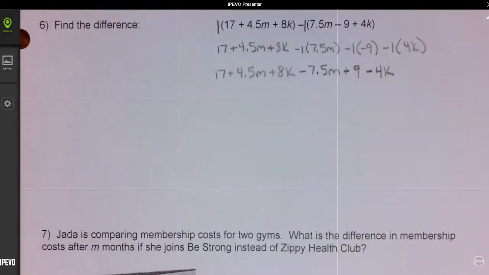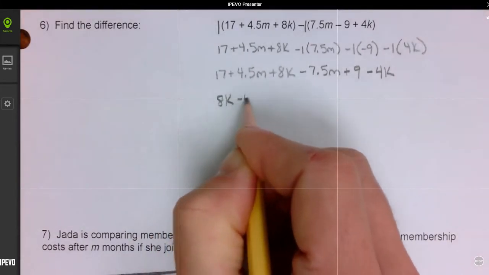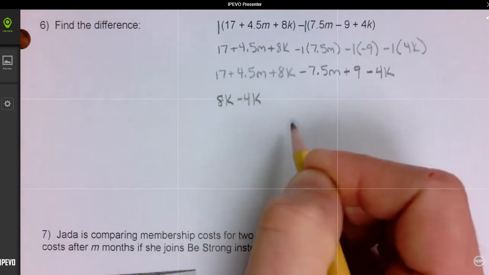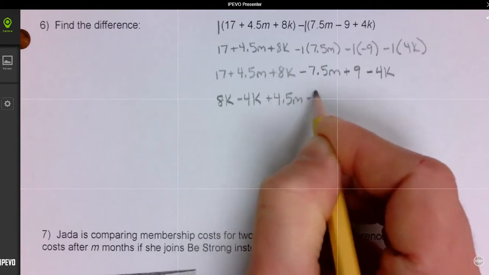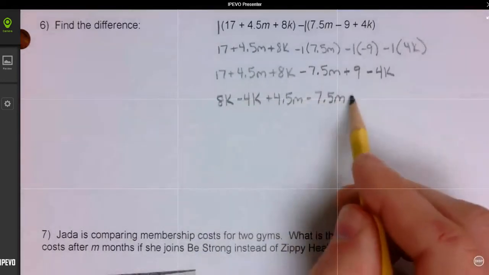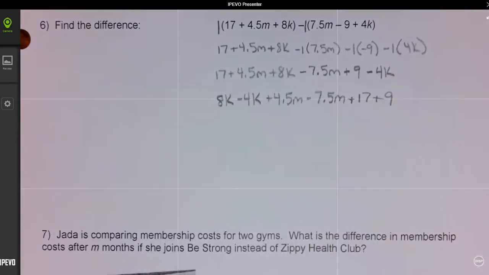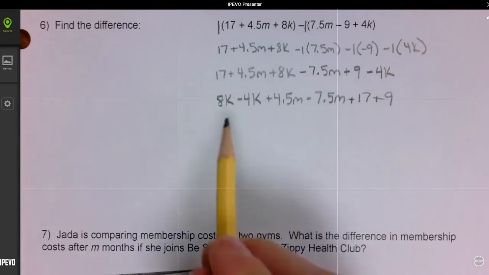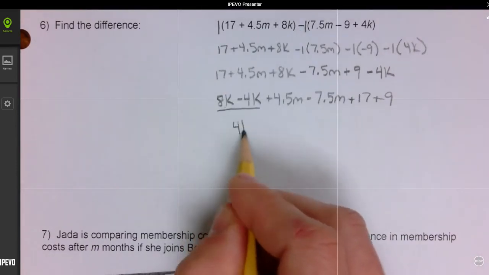Now we can rearrange it. All right, variable terms first alphabetically. K comes first. So we're going to have 8k minus 4k. Now the m's, plus 4.5m minus 7.5m. And now the constants, positive 17 plus 9. So now when we start to combine 8k minus 4k, that's going to leave us with 4k.